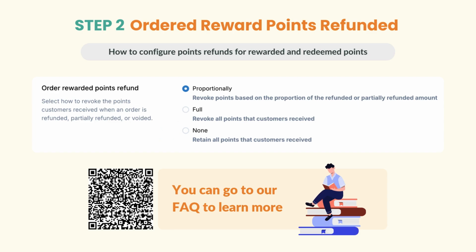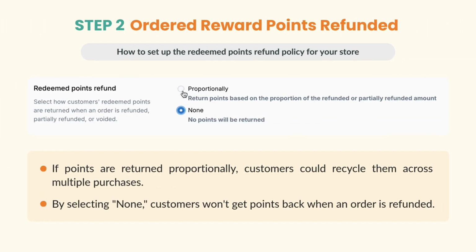Next, let's learn how to set up the redeem point refund policy for your store. When a customer redeems points and their order is later refunded, you can decide whether to return those points or not. If you choose proportionally, customers will get back points based on the refunded amount. For example, if they use points on an order and half of it is refunded, they will get back half of their redeemed points. If you select none, customers won't get any points when their order is refunded. In this case, we have selected none to prevent customers from exploiting our refund policy.